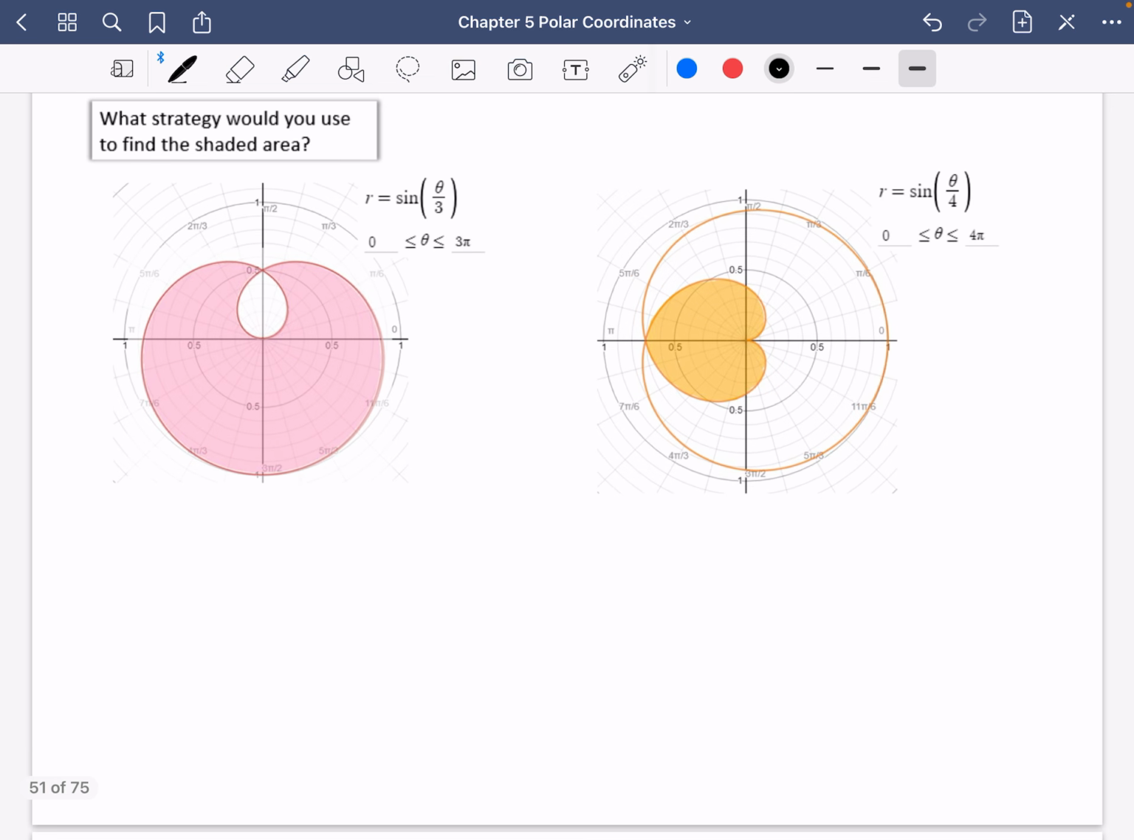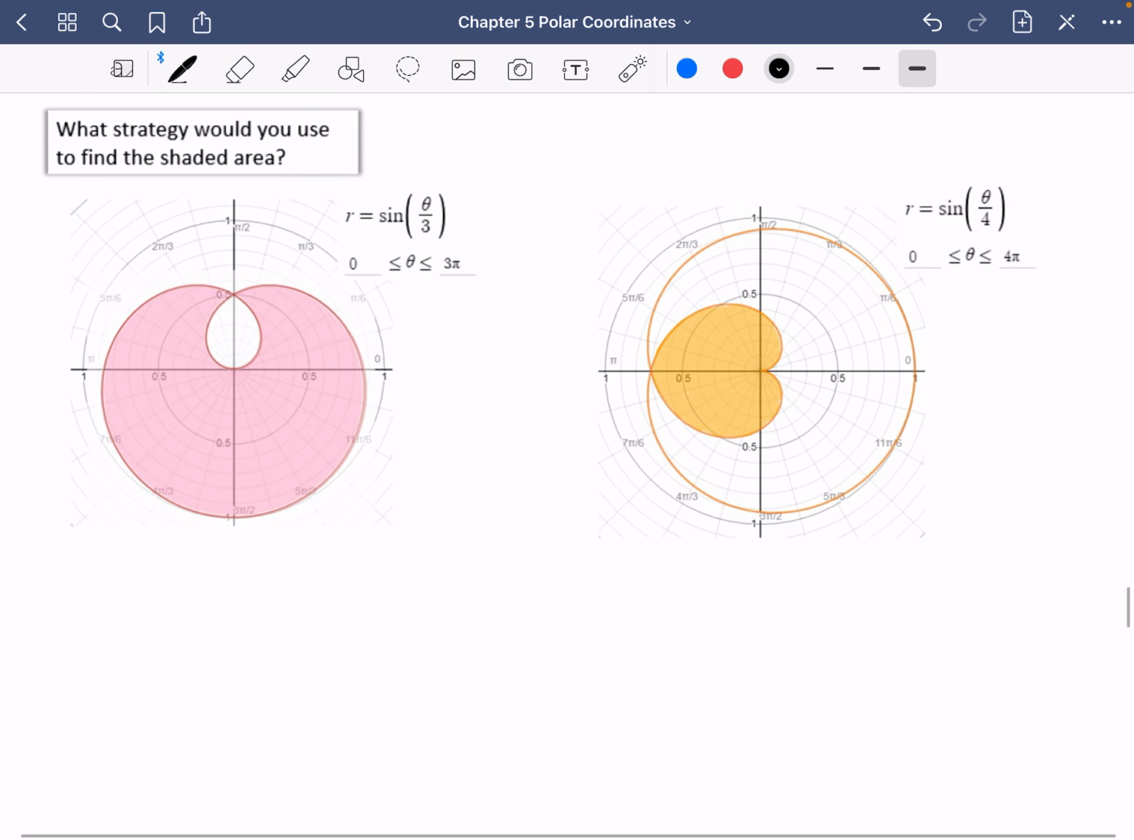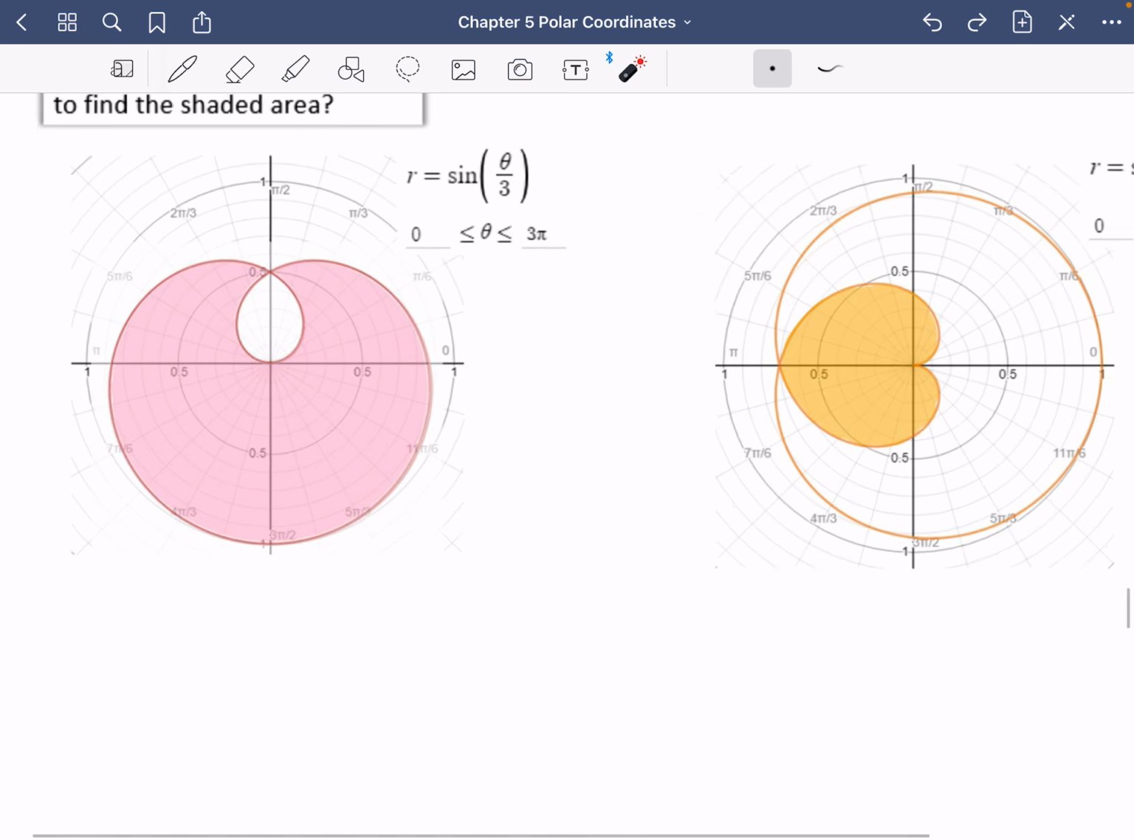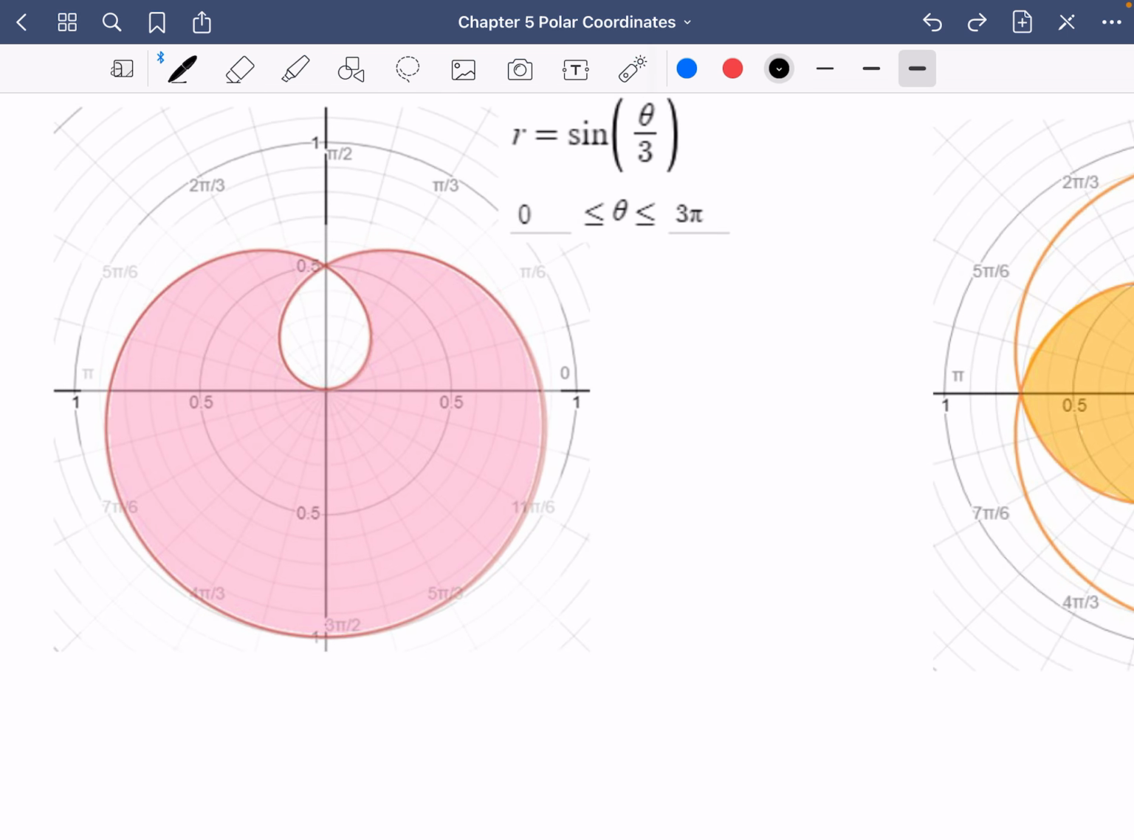But we've got some other trickier ones now. So these are difficult, and we're going to try and think about what the strategies would be for finding these areas. First of all, this one that I've got drawn here is r equals sine of theta over 3, and it's going between 0 and 3 pi. So let's see if we can decide where it's starting off. Well, when theta is 0, r is equal to 0. So I think this is where it is going to be starting.